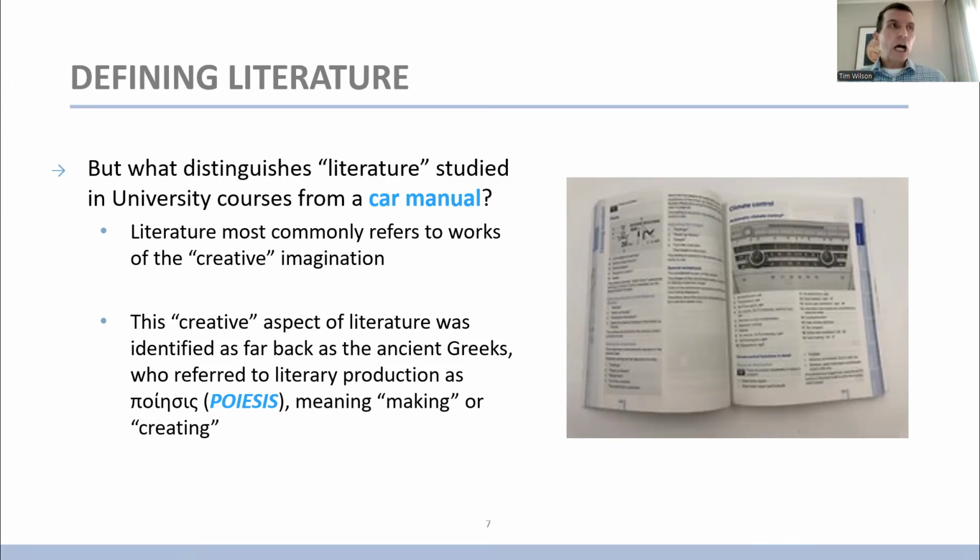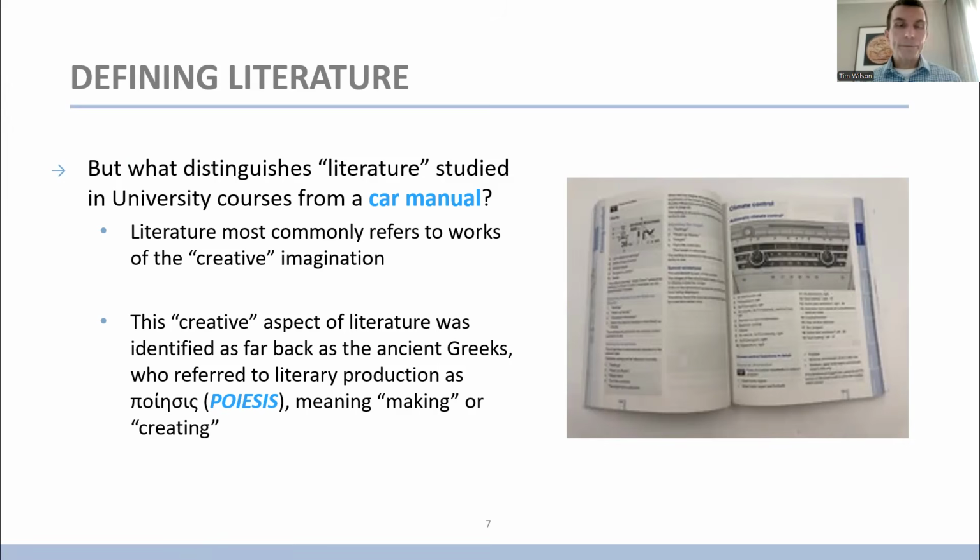So most often, traditionally, there's been a sense, well, it has to be part of a creative, imaginative process, whereas the car manual in some way is not creative or imaginative. It's a more procedural or transactional work, right? So this creative aspect of literature was identified as far back as the Greeks. The Greek word for poetry comes from poesis, which means making or creating, and was tied to this kind of imaginative, creative aspect.